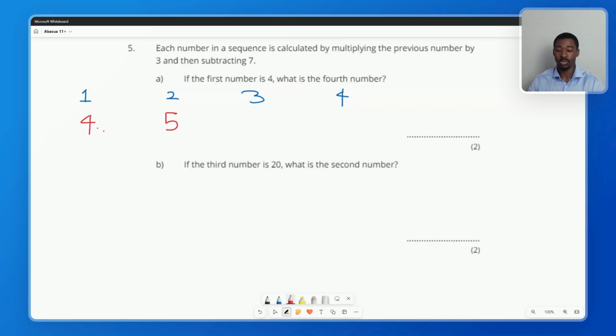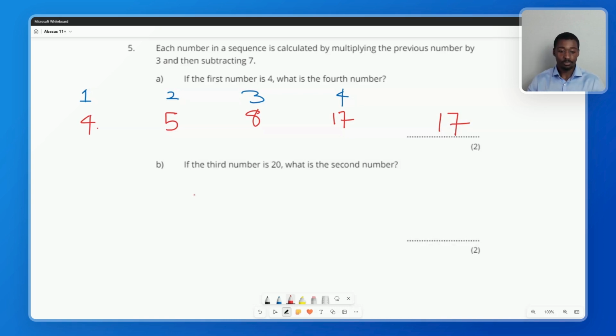Right? So 4 times 3, 12. 12 minus 7, 5. 5 times 3, 15. 15 minus 7, 8. 8 times 3, or 8, 16, 24. 24 minus 7, 17. So our fourth number is 17.